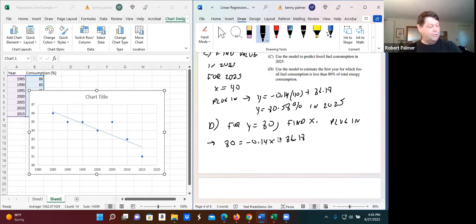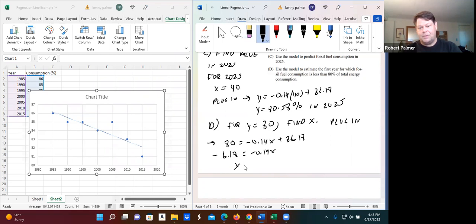And now we want to solve for x. So subtract 86.18 from both sides. That's going to be negative 6.18 over negative 0.14. And also be careful with your signs. Our x should be positive, and it will be because we're dividing a negative by a negative. Let's divide this. Divide 6.18 by both being negative 0.14.